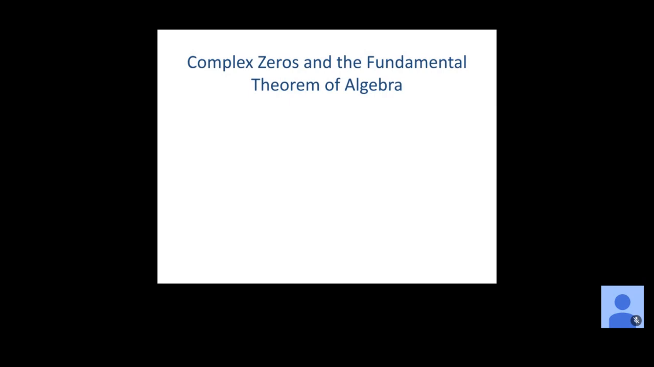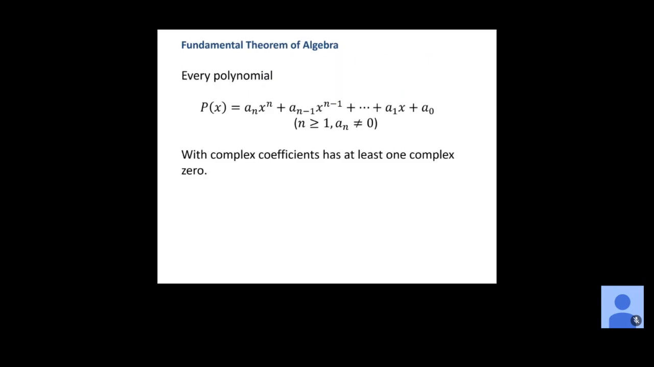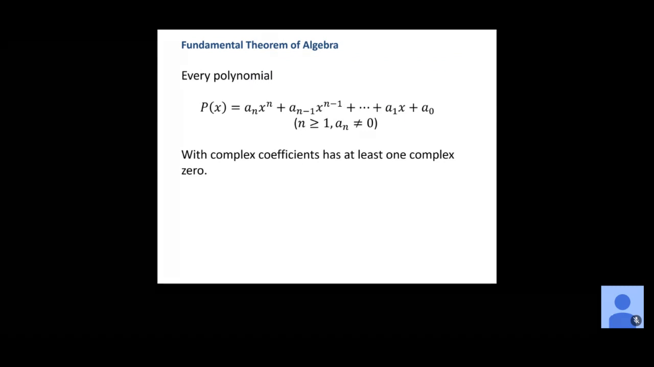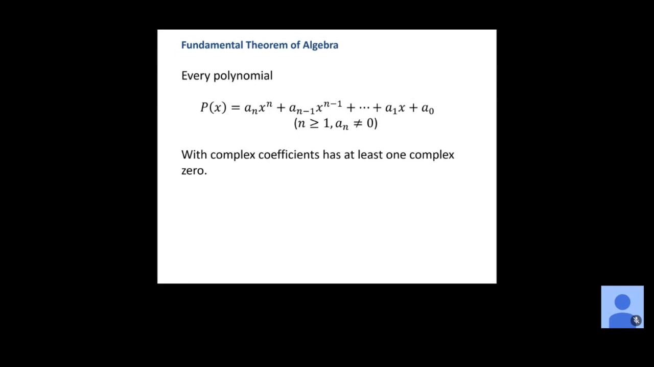All right, so like I said, we're going to look at complex zeros, and we'll get to the fundamental theorem of algebra and what that actually tells us. Okay, so starting right off the bat, fundamental theorem of algebra. So every polynomial, and this is that same form of a polynomial we've been looking at here, with complex coefficients has at least one complex zero.